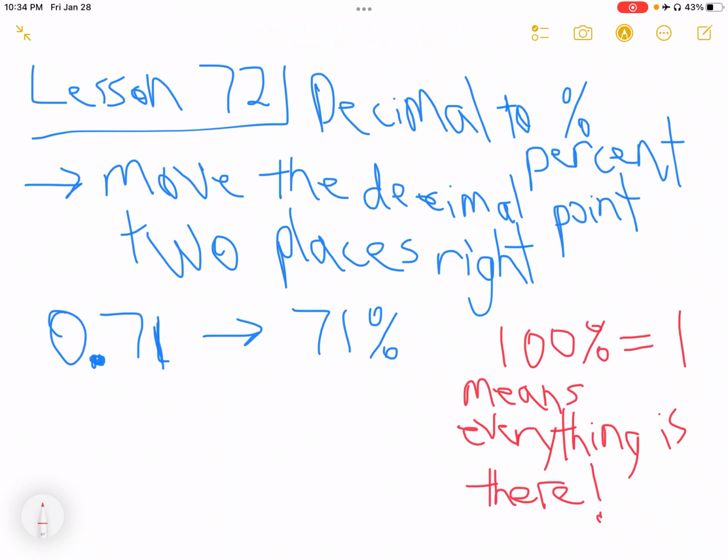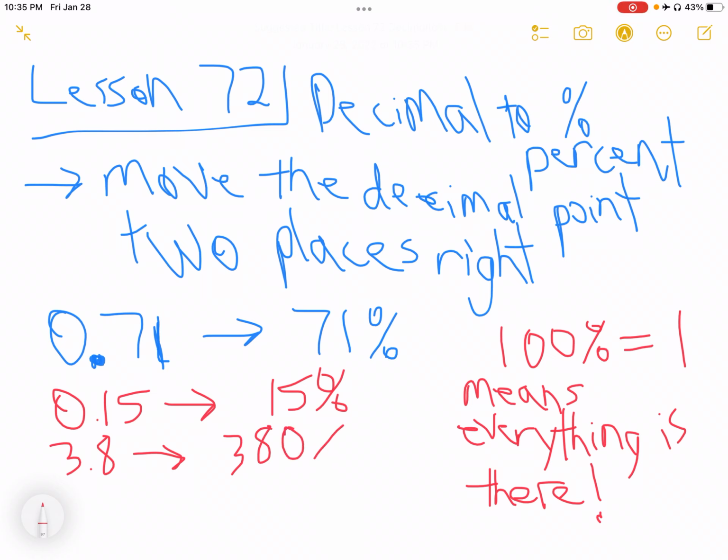So then a couple more examples here. If you had 0.15 to change to a percent, you're going to move your decimal over, and you say 15%. And then you're going to do a number that's already over 1, and you're still going to move it 2 places. So then you have 380%. So you're talking about a lot more than just 100%.